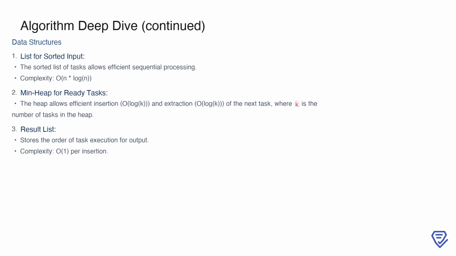The algorithm relies on three main data structures. First, the sorted list of tasks allows us to process each task sequentially in the correct order, which comes at a one-time cost of O(n log n). Second, the min-heap dynamically manages tasks that are ready for execution. Inserting and removing tasks from the heap each take O(log k), where k is the number of tasks in the heap. Finally, the result list stores the order of task execution, with each insertion taking O(1). These structures work together to ensure the algorithm is both efficient and easy to implement.